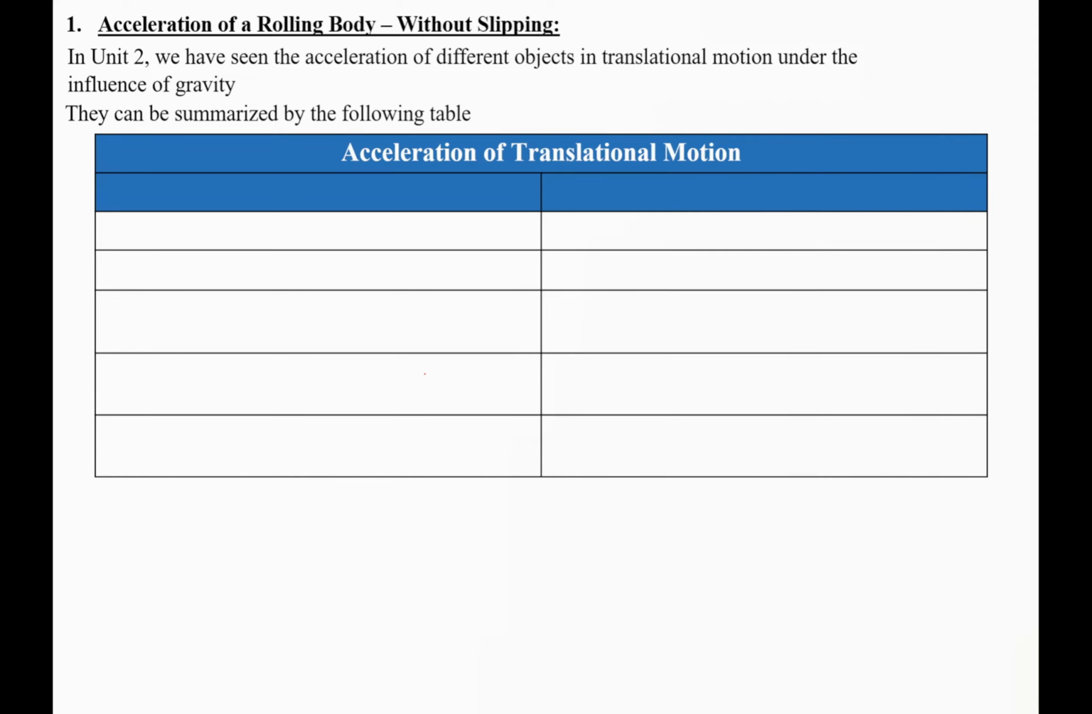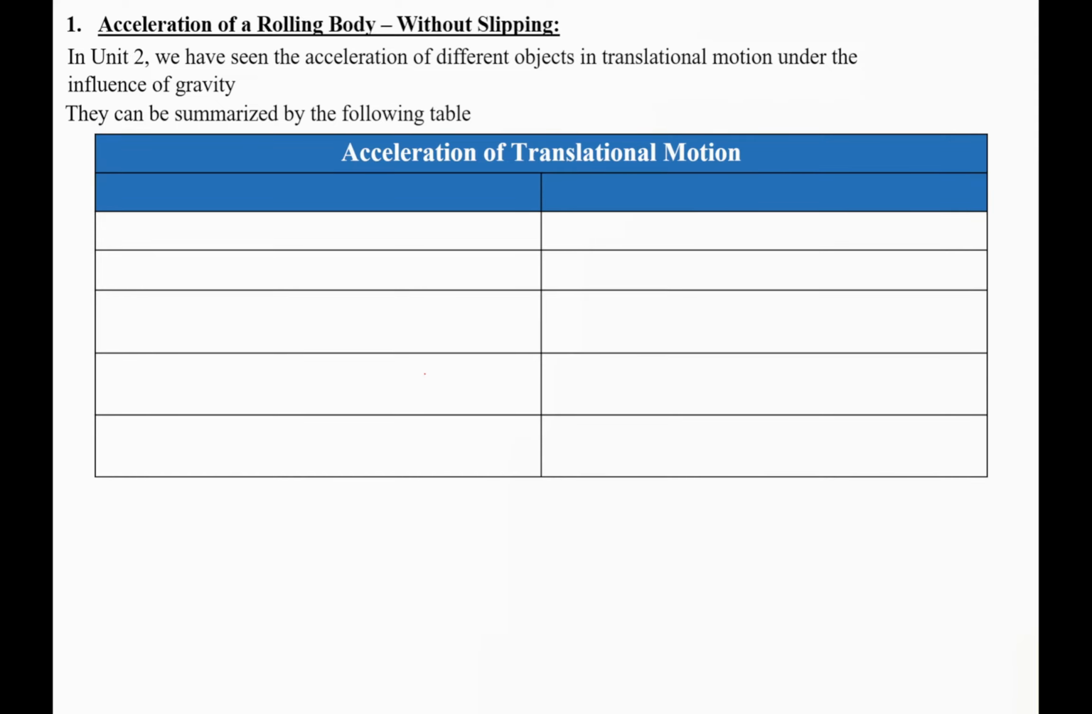Hello APC Mechanics students. In Unit 5, Rotation, Class 10, Rotational Dynamics Part 2, Section 1: Acceleration of a Rolling Body Without Slipping. In Unit 2 we have seen the acceleration of different objects in translational motion under the influence of gravity. They can be summarized by the following table.